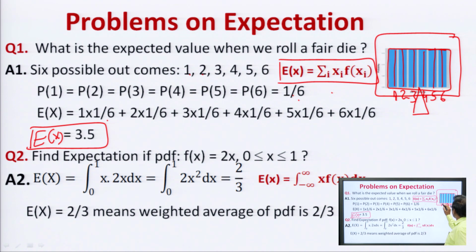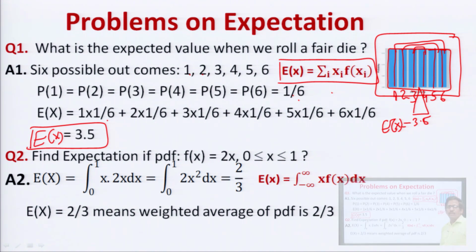Now, the center of mass is just the midpoint between 3 and 4, and the mid value of 3 and 4 is 3.5. So the expectation of the function, rolling a fair die, is 3.5. 3.5 is the expected value.